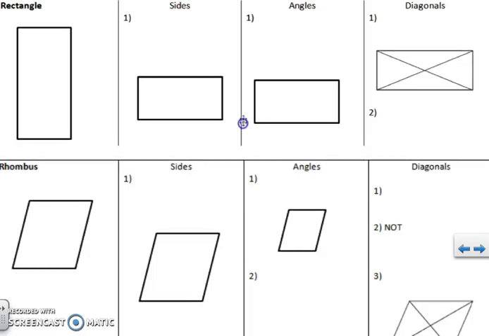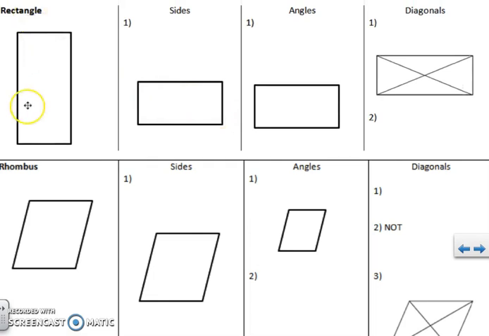So first off, we're going to start with a rectangle. And so this is a rectangle. With a rectangle, all we know is opposite sides are congruent. And that's nothing new from a parallelogram. So this side is the same as this. This side is the same as this. If they give you equations, you set them equal.